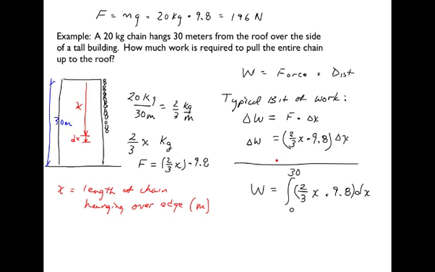So maybe then our typical amount of work, does this make it better? If we do, the typical amount of work is going to be times a little negative change in x, right? And then we can integrate from 30 to 0.